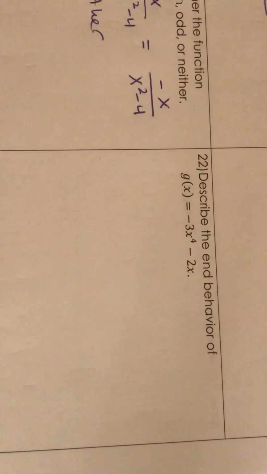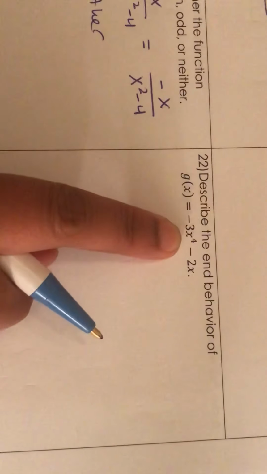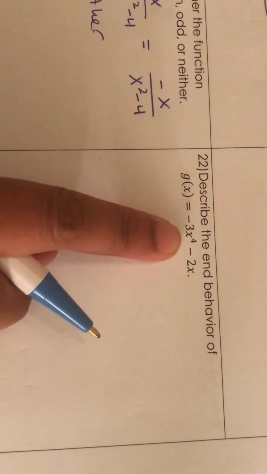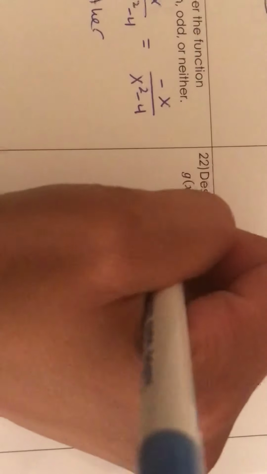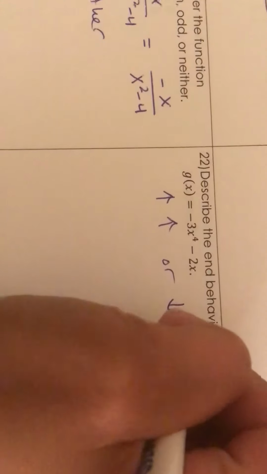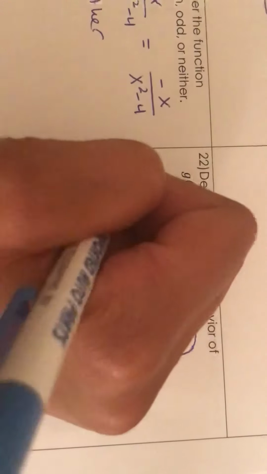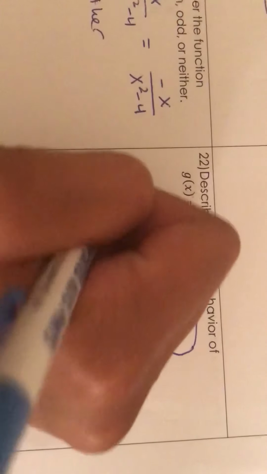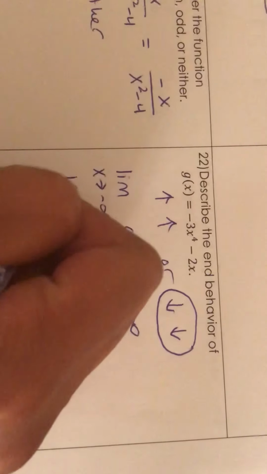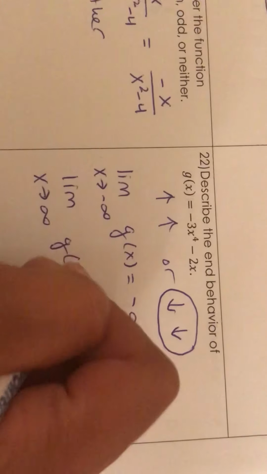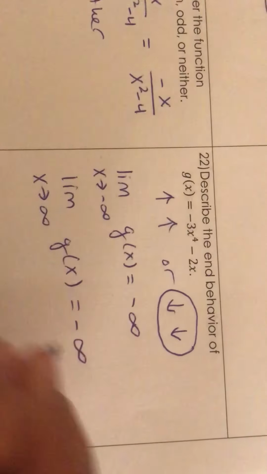Describe the end behavior. This is a quartic function with a negative leading coefficient. So my degree is even. That means they're either both up or both down. And because it is negative, we know they're both down. So the limit as x approaches -infinity of g of x is -infinity. And the limit as x approaches +infinity of g of x is still -infinity.